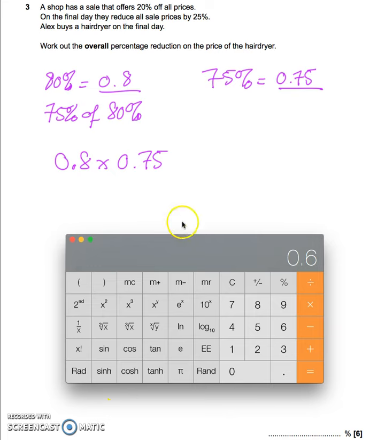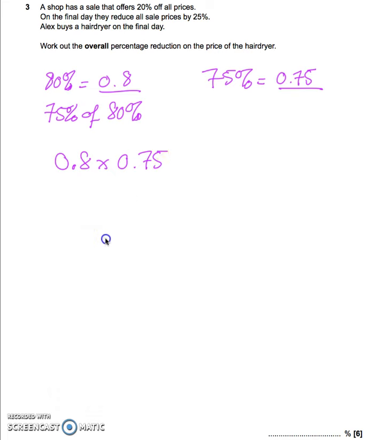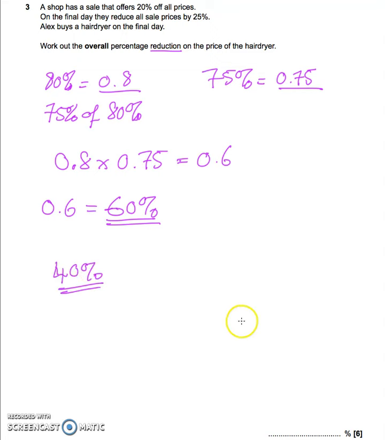So the hairdryer is 60%, 0.6 equaling 60%. Okay, that is what it is of the original price, is 60% of 100%, which means that the overall percentage reduction is 40%. It's been reduced by 40%.